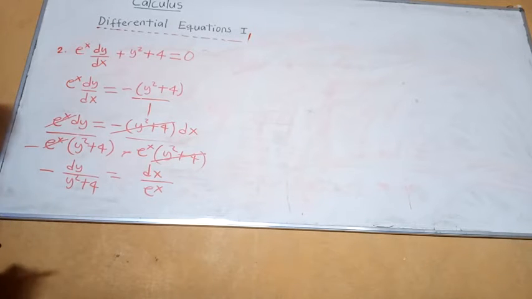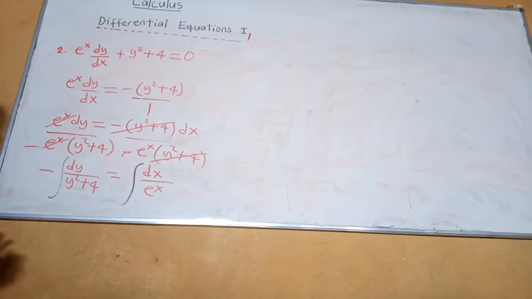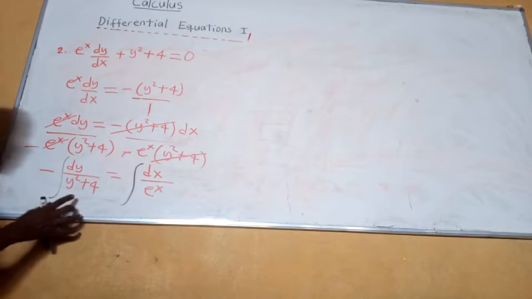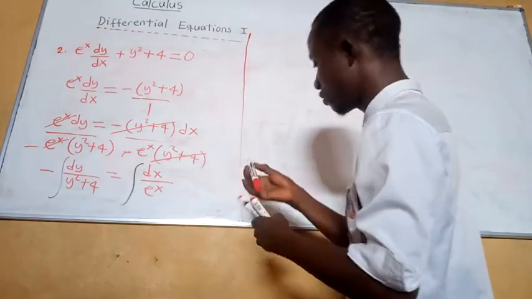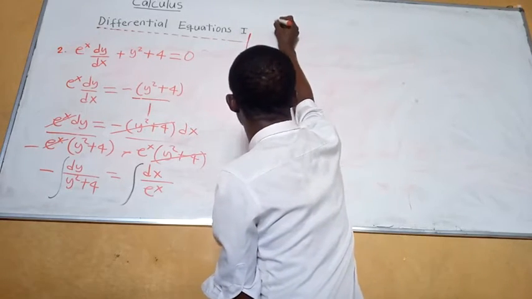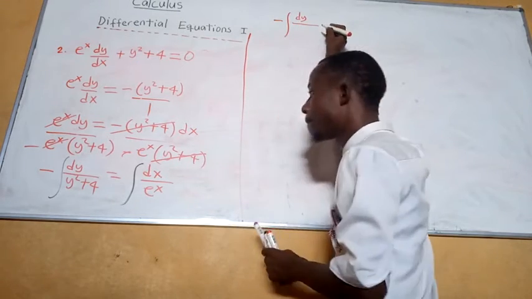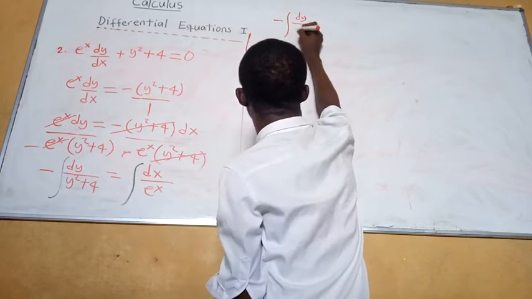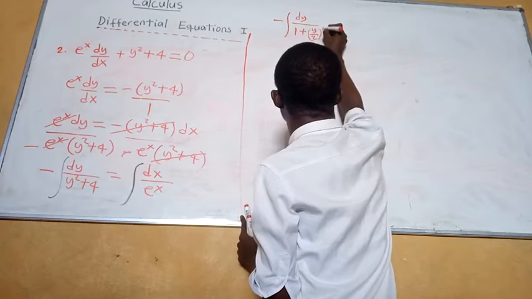When we reach this point, we can take the integral of both sides. So taking the integral of both sides, we can see that on the left hand side, this particular integration resembles tangent inverse. So integrating this, to make life easier, we can easily say minus the integral of dy over. We can divide both sides by 4 here. Dividing both sides by 4, we have 1 plus y over 2 all squared.